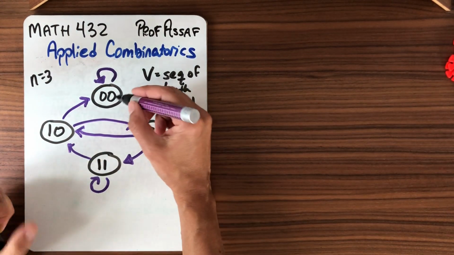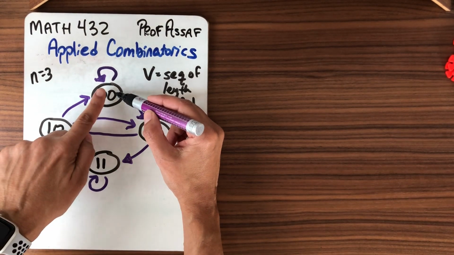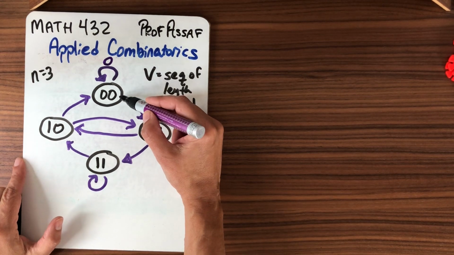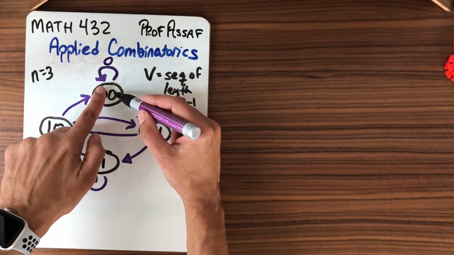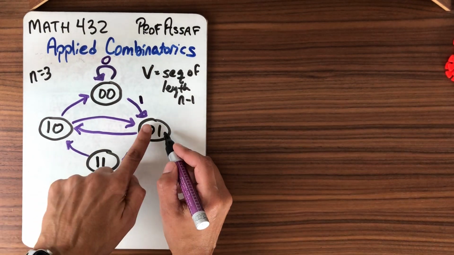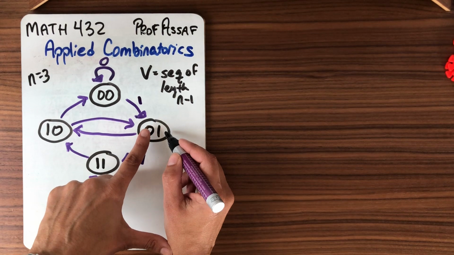So I could think about a 0, okay? If I'm here, think about adding a 0 to the end of the node. Then delete the first. I would get 0, 0, which is the same thing. Okay, that was boring. What if I added a 1 to the end of this? Then I would cover this up, I would just have 0, 1, which is right here. And here, if I added a 1 to the end, I would cover this up, I'd get 1, 1, which is down here.